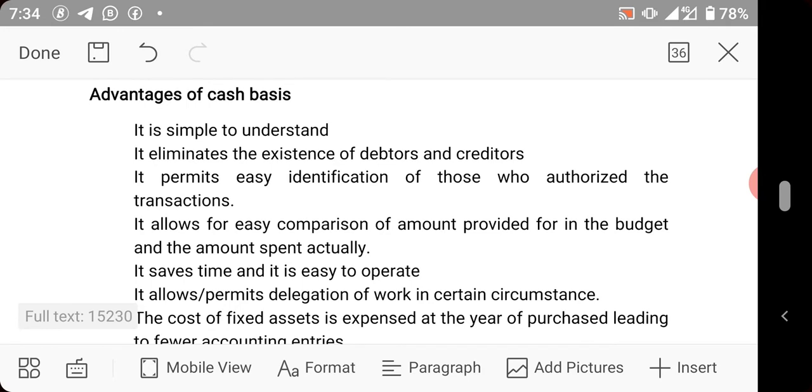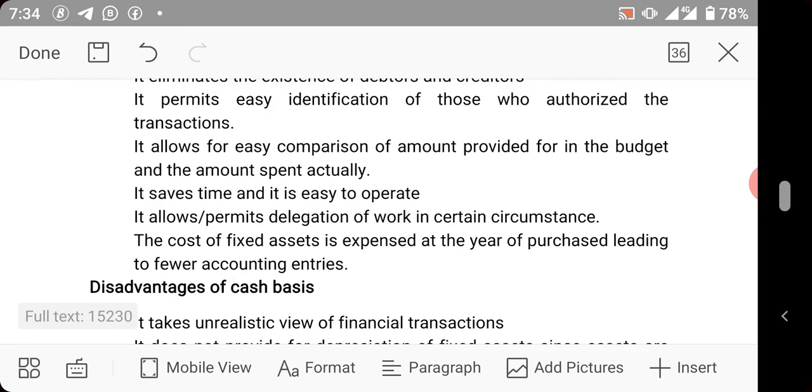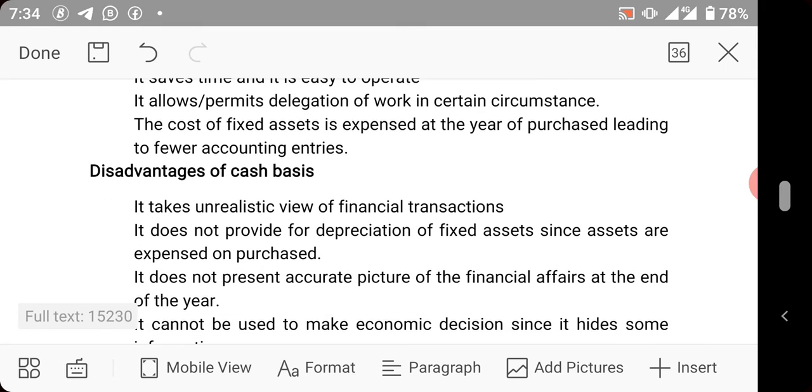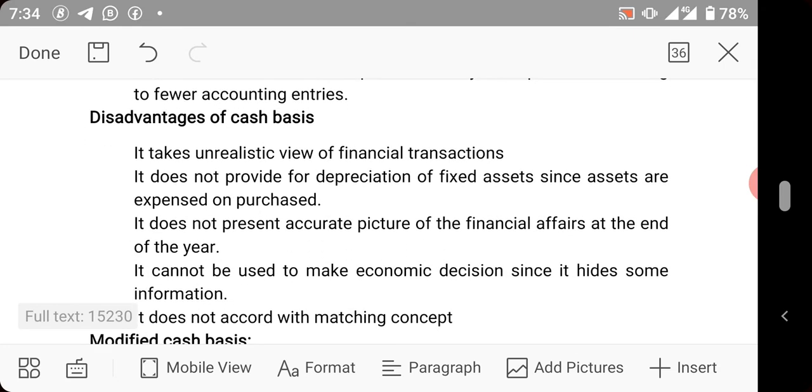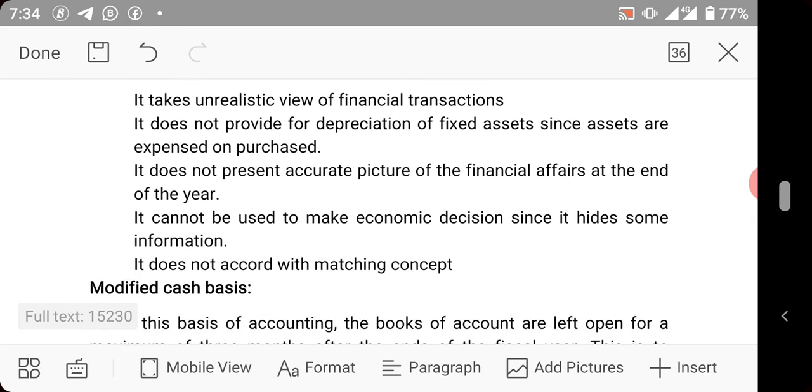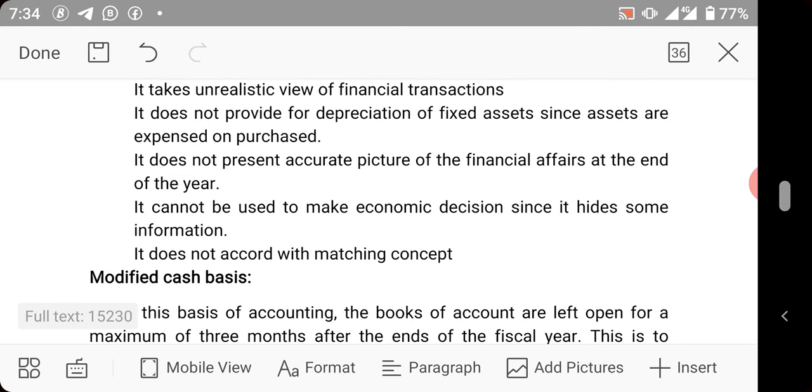It permits easy identification of those that authorize the transaction. It saves time and it is easy to operate. Even non-accountants have better understanding about it. Disadvantages of cash basis: it takes an unrealistic view of financial transactions. It does not provide for depreciation of fixed assets. It does not present an accurate picture of the financial affairs of the government.